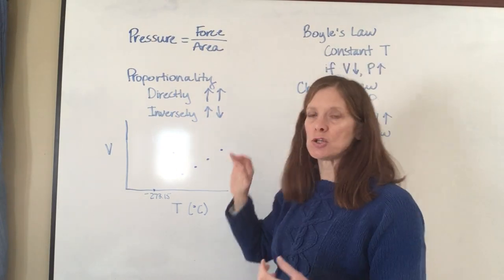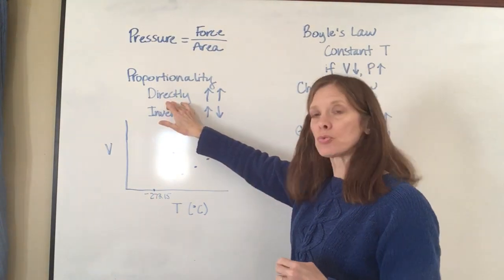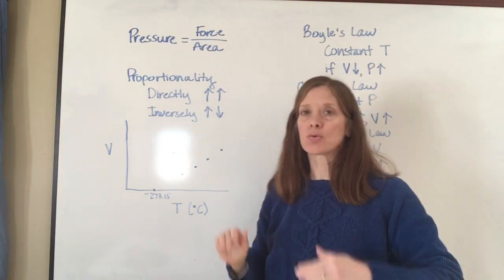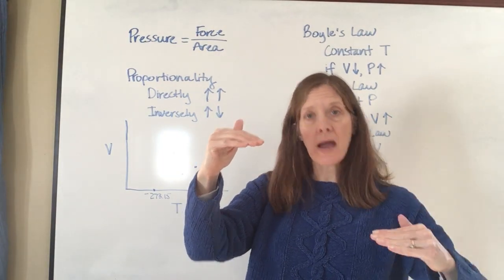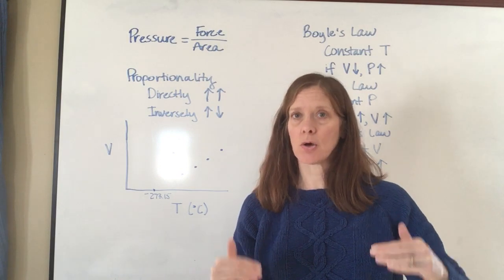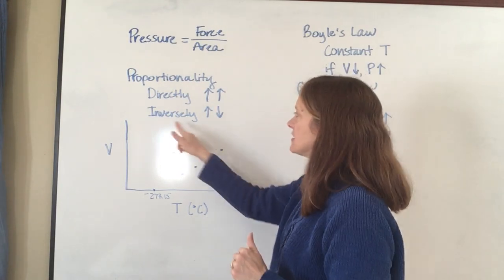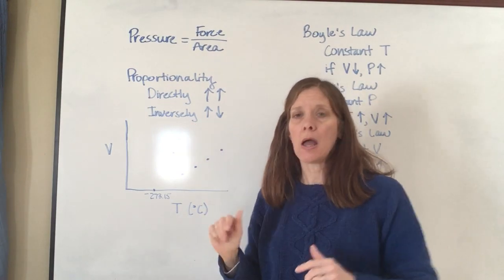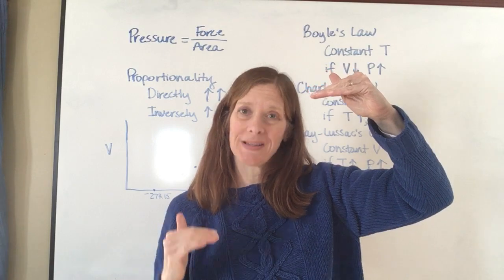Proportional just means that you've got two factors and they're both changing. If they are directly proportional, as one goes up, the other is going to go up. Or if one goes down, the other one's going to go down. So they both change in the same direction at the same time. If something is inversely proportional, as one factor goes up, the other factor is going to go down.